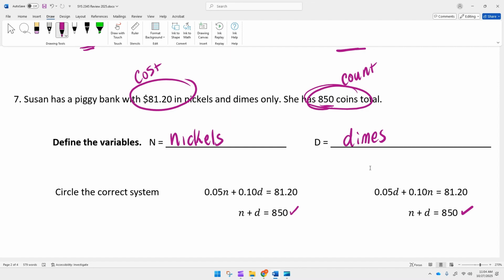Wake her up. You gotta change it. You gotta change it. That's why I told you to change it to 850. You have 50, change it to 850.